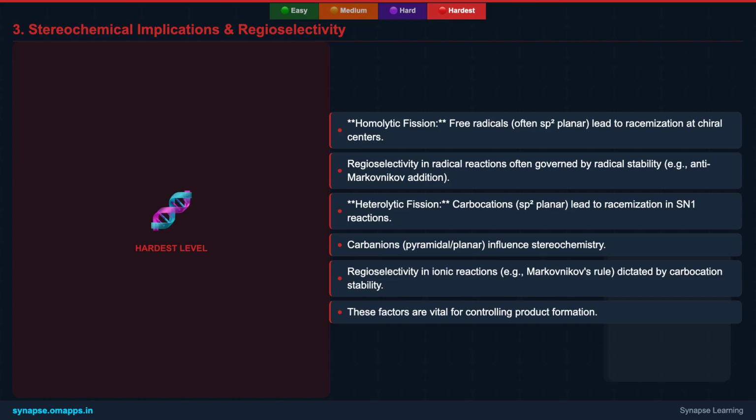In heterolytic fission, carbocations are typically planar and sp2 hybridized, also leading to racemization in SN1 reactions. Carbanions, depending on their stabilization, can be planar or pyramidal. The regioselectivity in ionic reactions, such as Markovnikov's rule in electrophilic additions, is governed by carbocation stability. These stereochemical and regiochemical considerations are vital for controlling product formation in complex syntheses.